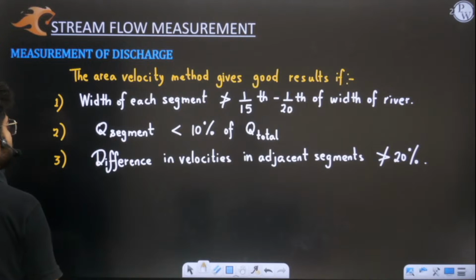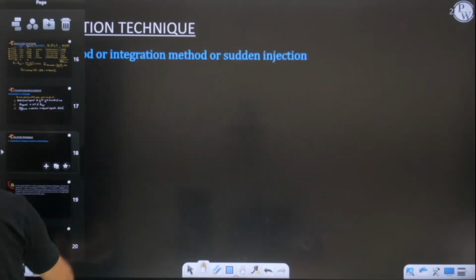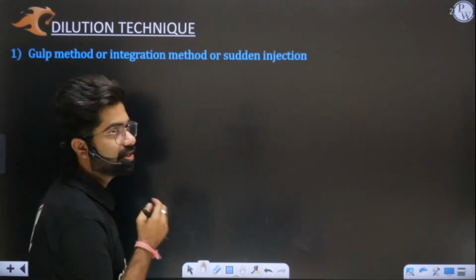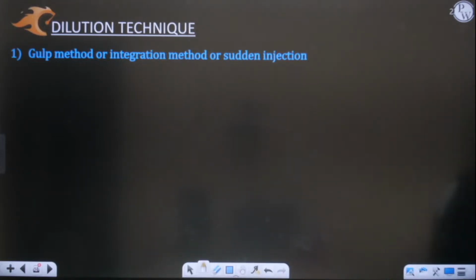So these are some rules which you can use, with the help of which you will get good results. These are not so important, but yes, it can be asked in your engineering services prelim examination. That's why I have told you. Now we'll move on to the next method, which is the dilution technique method.